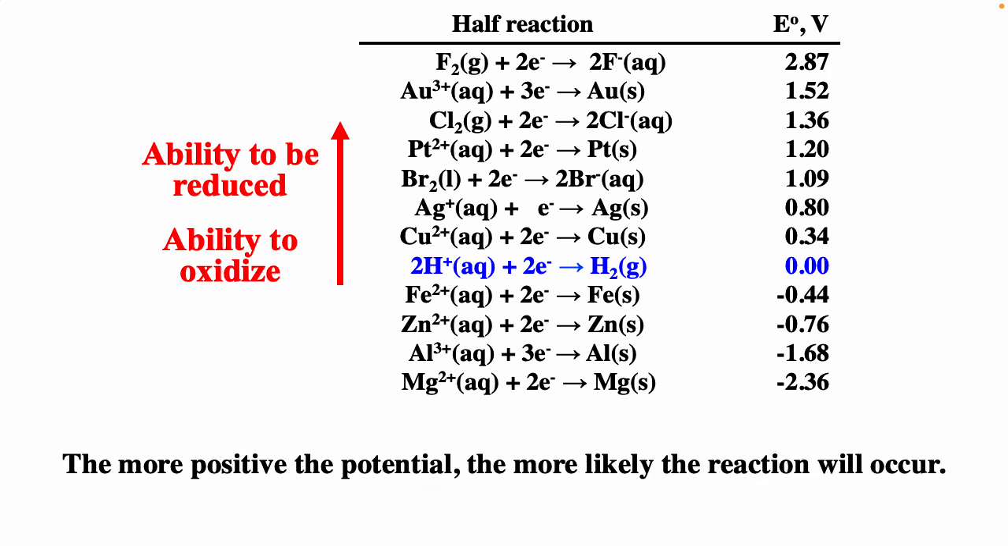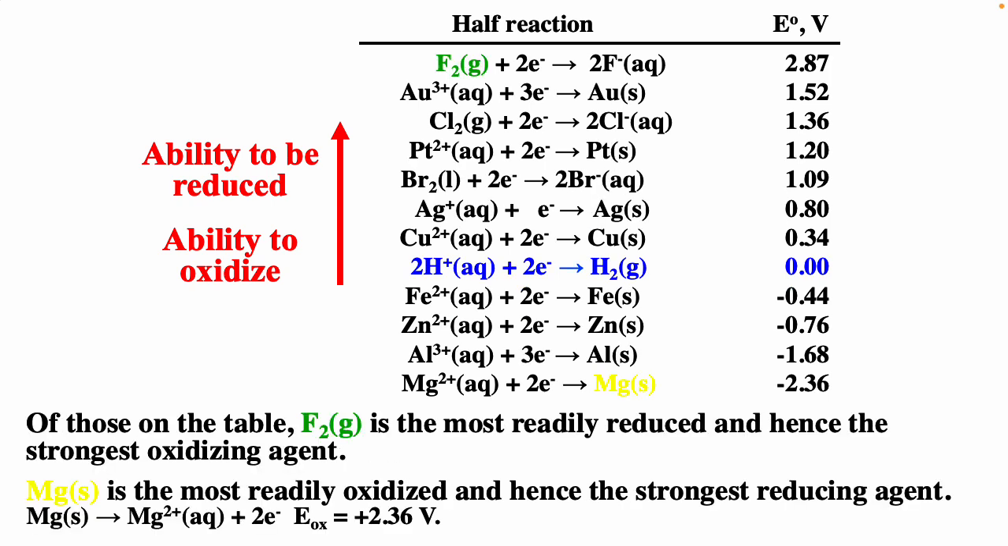And so the more positive the potential, the more likely the reaction will occur. If we look at the table, of those on the table, F2 is the most readily reduced. It has the largest reduction potential, 2.87. And magnesium metal is more readily oxidized because it's going to have the largest oxidation potential. And so again, remember, to get the oxidation potentials, you have to flip the reactions, which changes the sign of the potential. And so the oxidation potential for magnesium metal is plus 2.36.